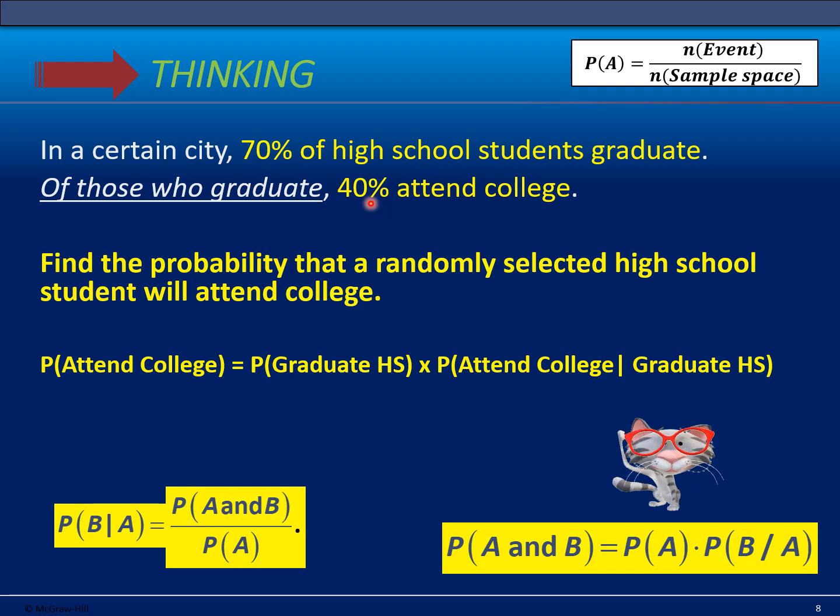The probability someone's attending college, given that they've graduated from high school, is 40%. So again, it's a really straightforward product here. And so we get this probability, this combination or intersection of events, high school graduate and attending college, is 0.28.